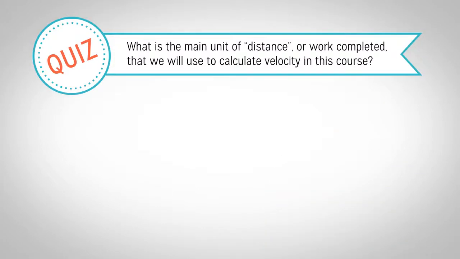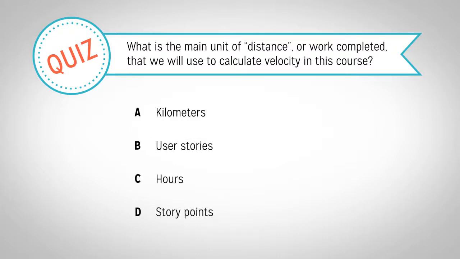I just introduced velocity as a means of measuring your project's productivity. What is the main unit of distance, or work completed, that we will be using to calculate velocity in this course? A. Kilometers, B. User stories, C. Hours, or D. Story points. The main unit of measurement we'll use in this course is story points, so D is the correct answer. You could also use user stories, but as I explained before, they're a little too variable in size to be used reliably.